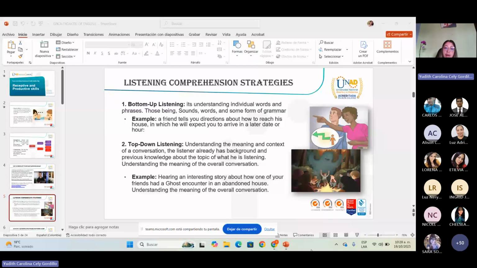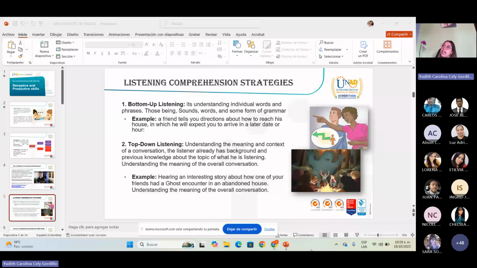Number 2 is top-down listening. In this one, you are going to understand the meaning of the context in the conversation. What is the meaning for the people? What is the background? What is the sense? And what is the most important part, the global idea of the conversation? For example, hearing an interesting story about how one of your friends had a ghost encounter in an abandoned house. Understanding the meaning of the overall conversation, yeah?